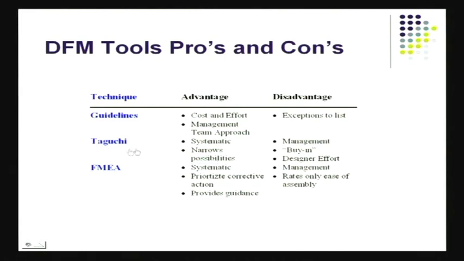Then you've got Taguchi methods, and the Taguchi method actually is a very systematic method. These are some of the advantages, and it narrows down the possibilities of things going wrong because you already have a robust design. And what are the disadvantages of the Taguchi method? First of all, management may not really understand what you're trying to do, and it will require special effort from the designer to be able to do this. So these are going to be some organizational challenges if you're trying to go the Taguchi way.